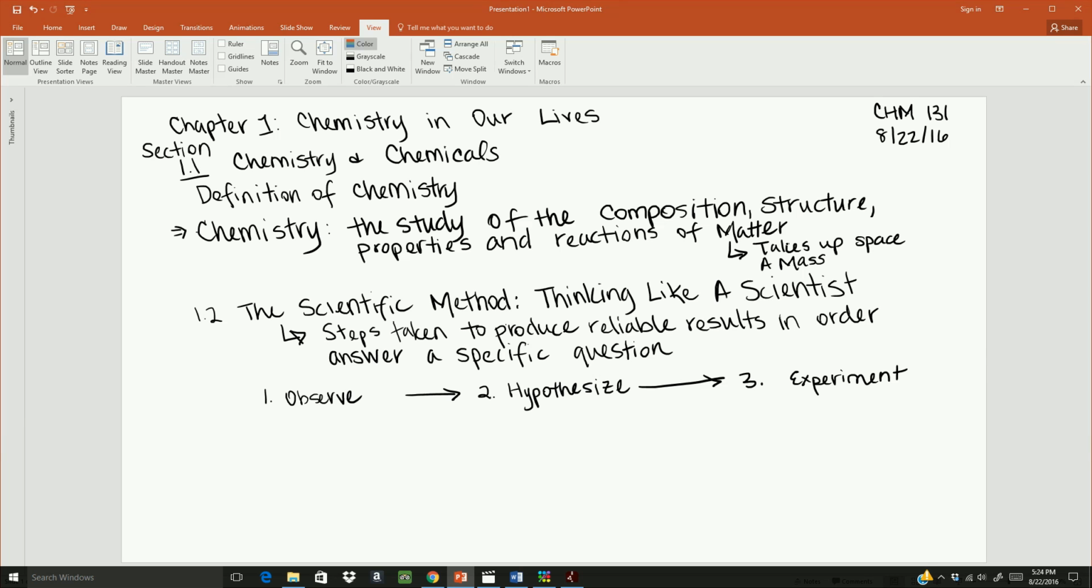So the scientific method is the steps that are taken to produce a reliable result in order to answer a specific question. A lot of times scientists observe something and then they want to be able to answer a specific question about their observation. So we'll go through a little bit of an example of something that you might do every day, and you're actually doing the scientific method when you come across a problem like this. So let's say that you wake up one morning and you observe that you lost your cell phone.